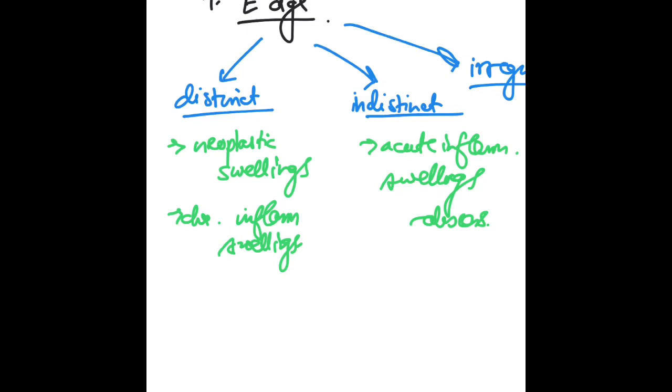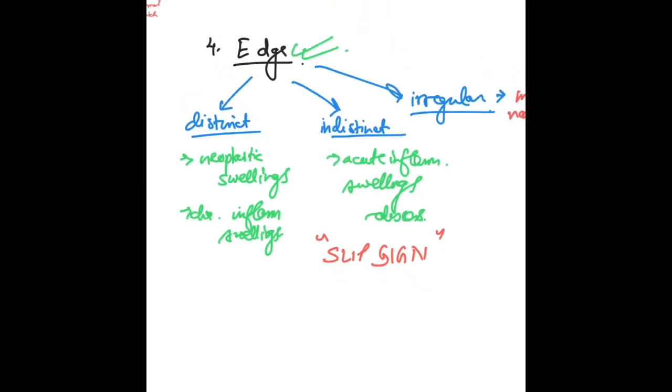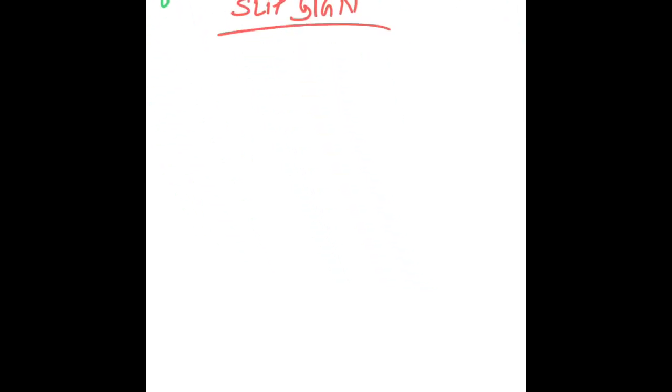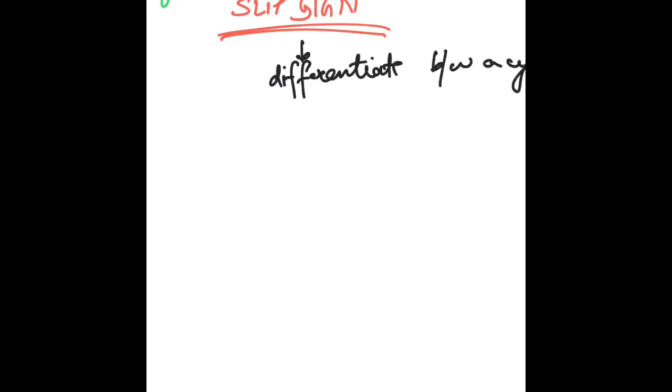Now, while you are palpating the edge of a swelling, here a very important sign comes in consideration, which is slip sign. Now, what is a slip sign? A slip sign will help you differentiate between a cystic swelling and a lipoma.